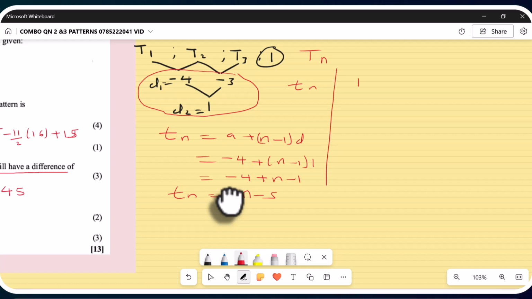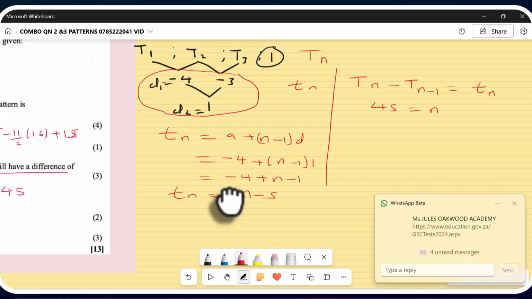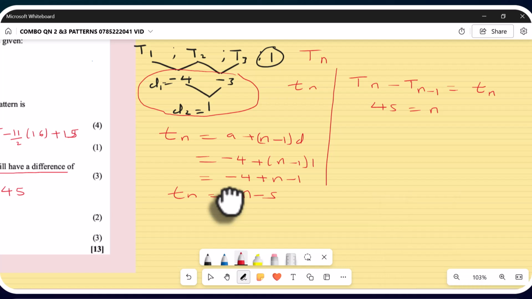N minus 5 here. And so, what do I get? I'm going to get 50 equals that n, okay? And so for that matter, my answer, which they want, is going to be the t of 51 minus t50, which will give me the 45. That's our answer here. Let us continue.